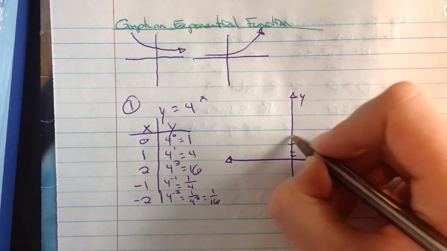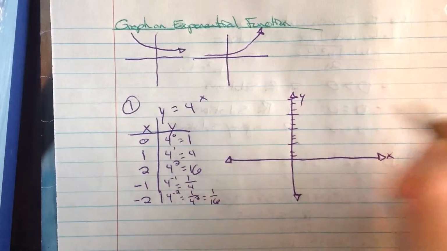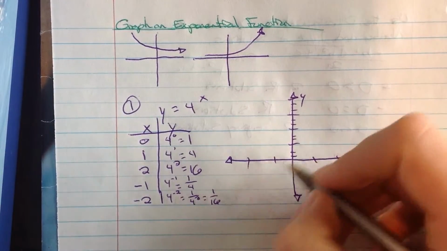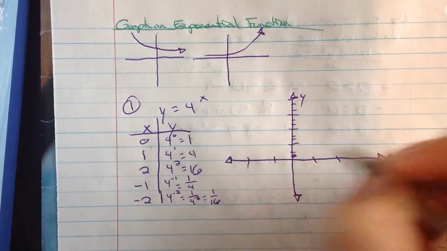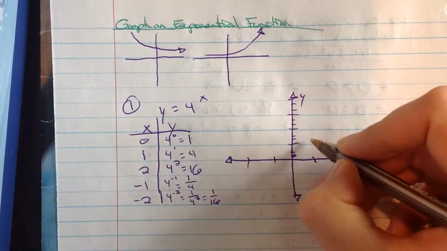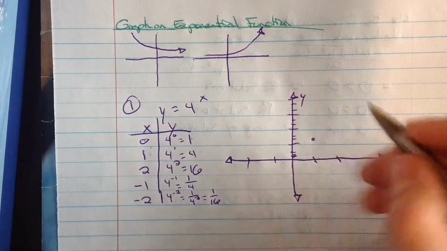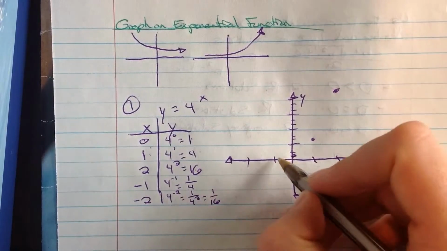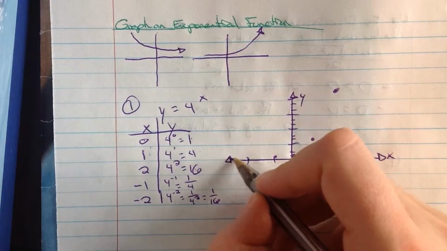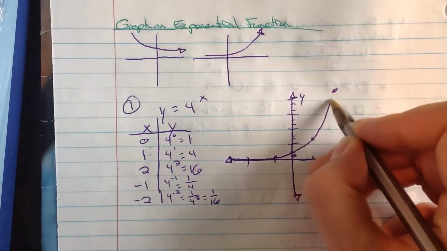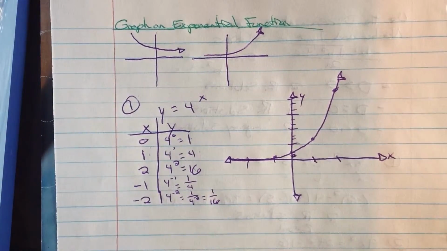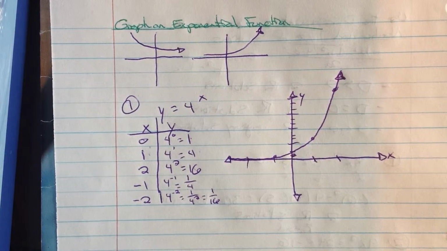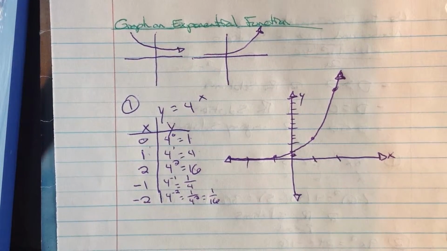If we plug in 0, we got 1. 1, we got 4. 2, we got 16, which is somewhere up above here. Negative 1, we got 1/4. And they get smaller and smaller, so it does something like this. It's just going to get steeper and steeper and continue to go up very quickly. That's the neat thing about exponential functions, is they turn the corner and they take off.